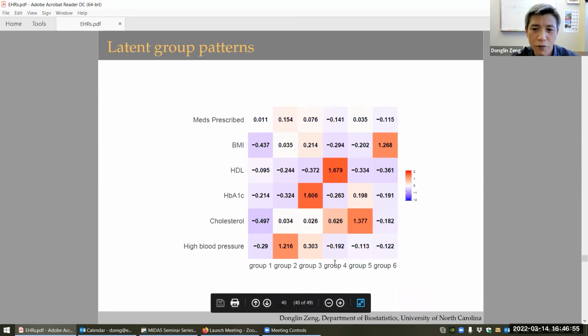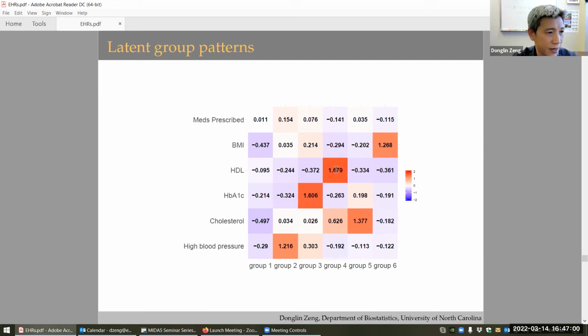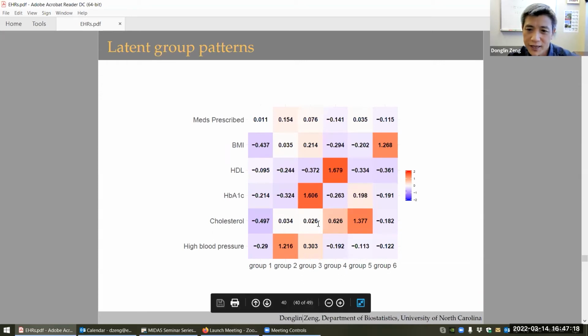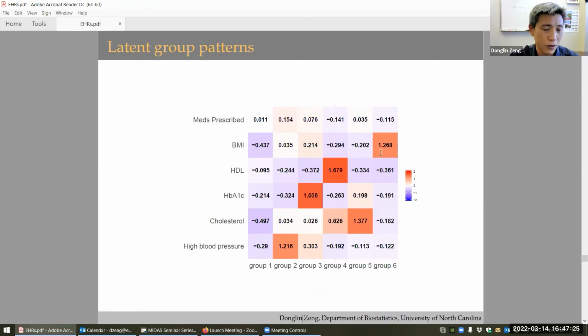But look at the group of 4. The other biomarkers are okay, except the HDL is very high, right? 1.679. Remember, this is compared to 0, and 0 is average. So this group of patients has very high HDL, which means they're healthy patients, very healthy, because the higher the HDL, the better, right? And then you can also see other groups, for example group 5, where total cholesterol level is the highest. And group 6 is BMI, obese or more obese patients. So you really do have this kind of very clear pattern.